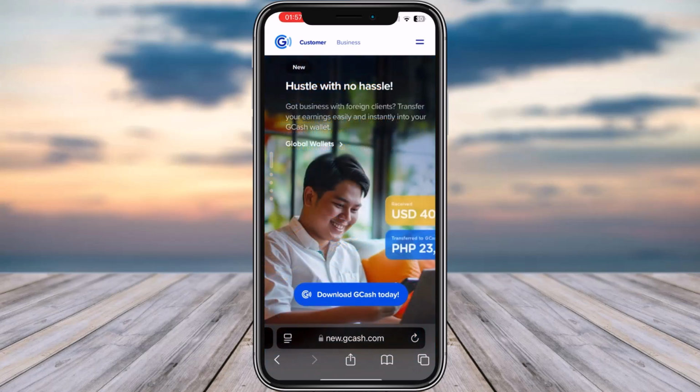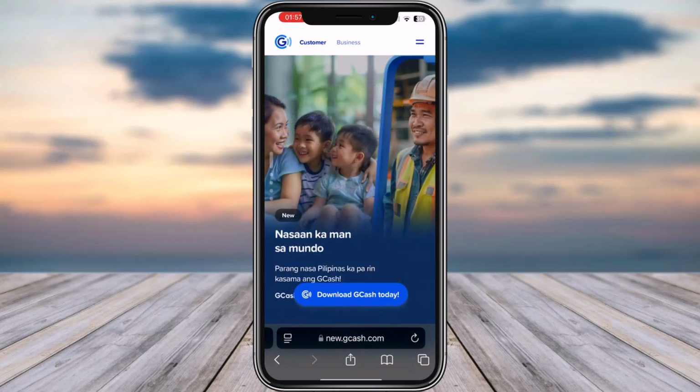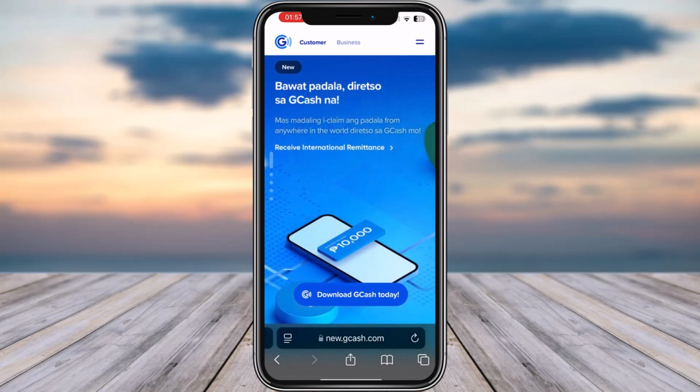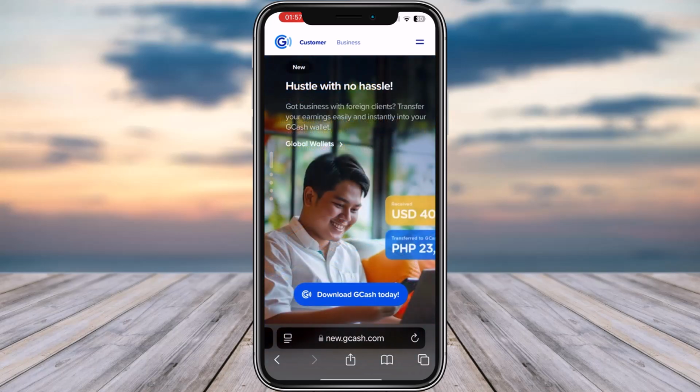First things first, if you have exceeded your GCash transaction limit, you can wait for it to reset. The daily limit resets the next day, so you can do the transactions again the next day.